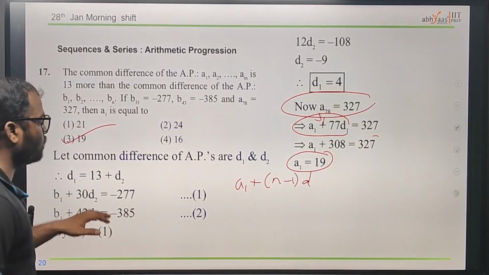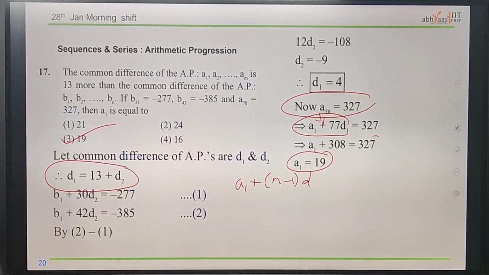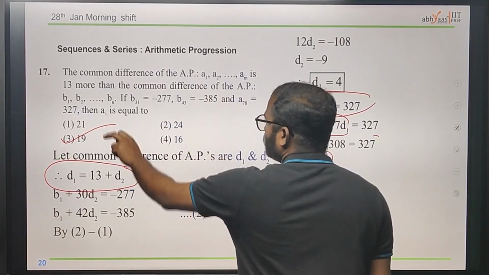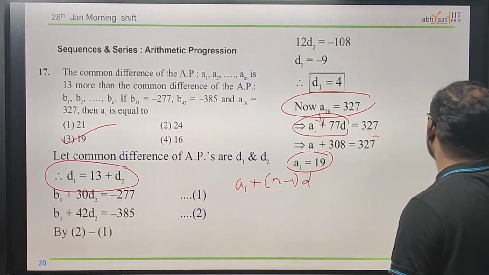Just see here, we only have this situation. If we find the common difference, it is easy to find A1 here. It is a simple, straightforward way to think about it.